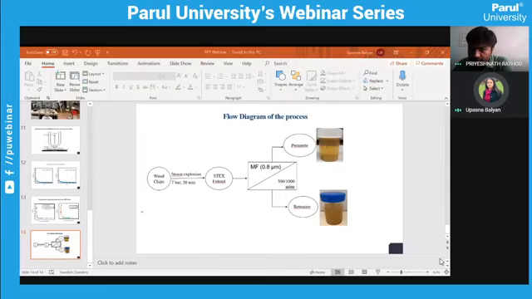Madam, one of the students is asking that it is a completely novel work. Is it possible to apply in any industry dealing with this type of fouling problem? Actually, in India, I think nobody is using this technique. But outside India, lots of people are using this technique at the laboratory level only, because this is a new technique.